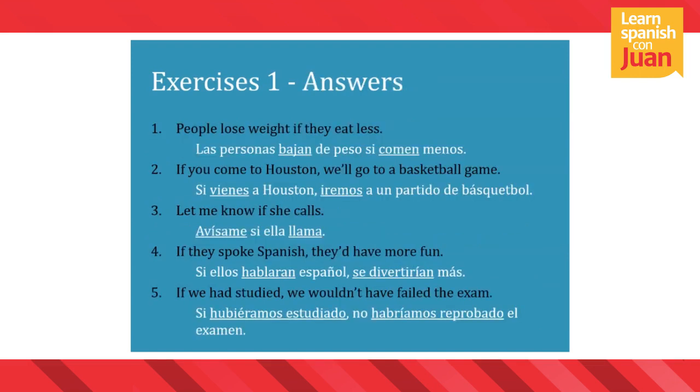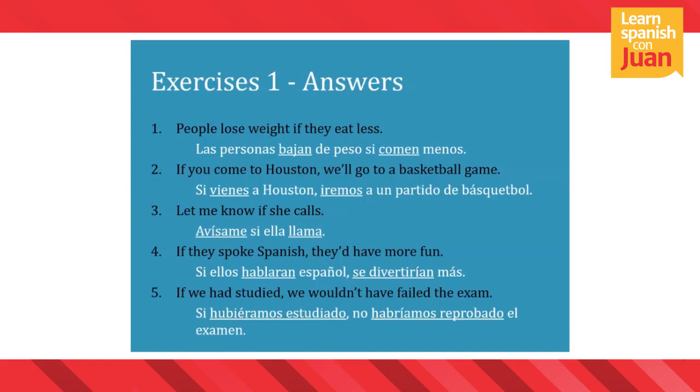Okay, so these are my versions of the answers, and answers may vary a little bit, but the important thing, because maybe you have all the vocabulary you need, maybe you don't, maybe you use different words, different verbs, the important thing is that you're close and that your verbs are in the same tense and mood. So, people lose weight if they eat less, that's a category 1, general abstract. Las personas bajan de peso si comen menos. If you come to Houston, we'll go to a basketball game, category 2, it's an imminent or likely. Si vienes a Houston, iremos, o vamos a ir, o vamos a un partido de básquetbol.